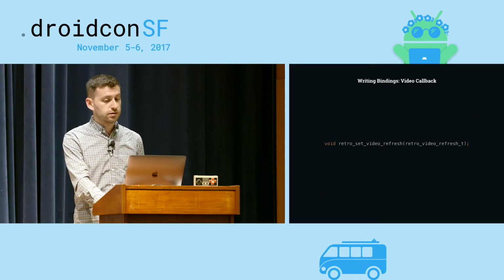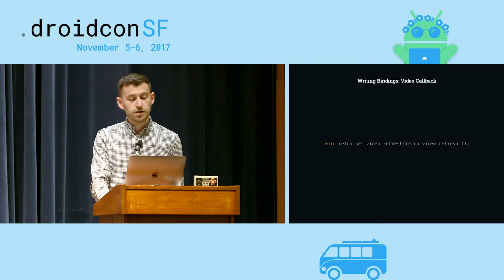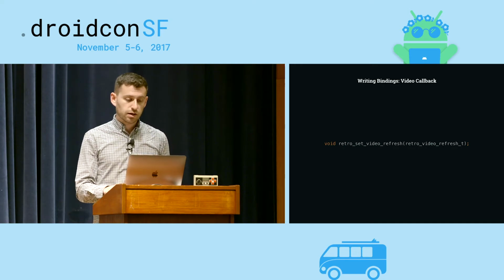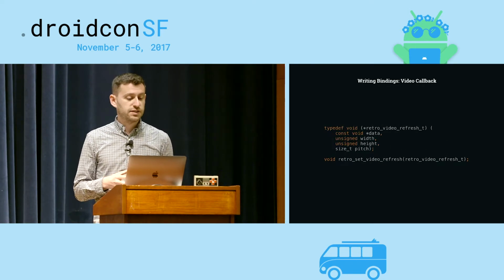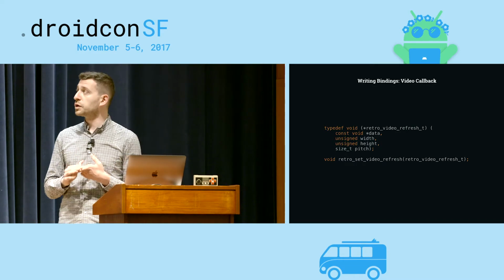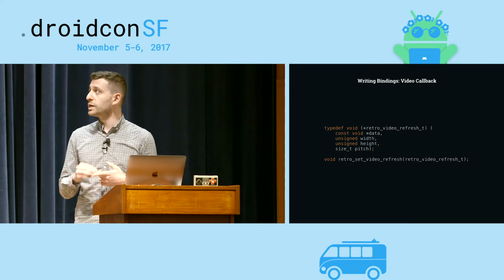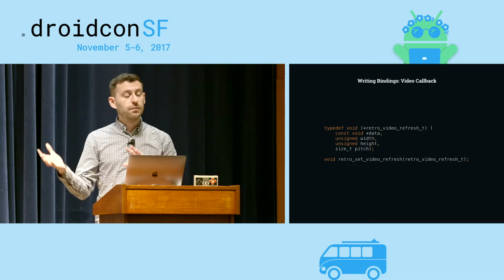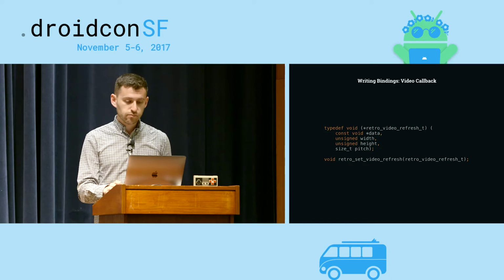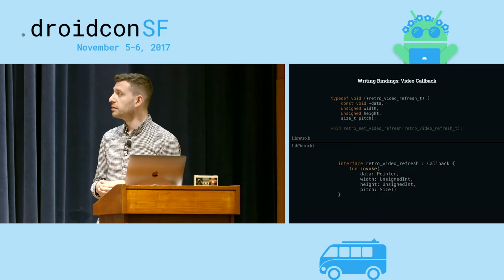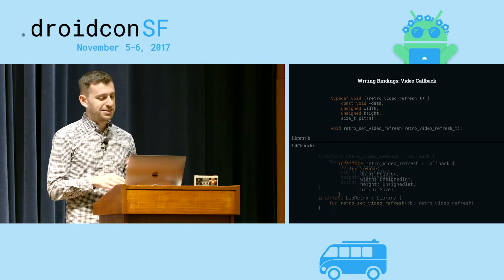The video callback looks very, very similar. Again, we have a method that expects a function pointer. The signature for this C function is a little bit more complicated, but it's basically the same idea. It has a pointer to some data, and then it has some width information, some height information, which allows us to know how much memory we're going to read. Creating the JNA wrapper, again, is very similar to audio, and again, add it to the library.